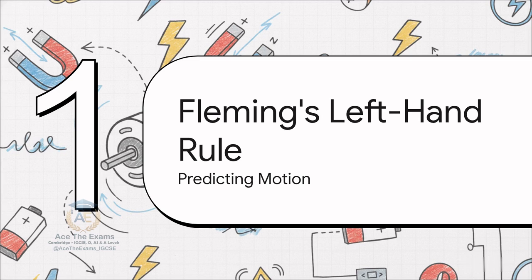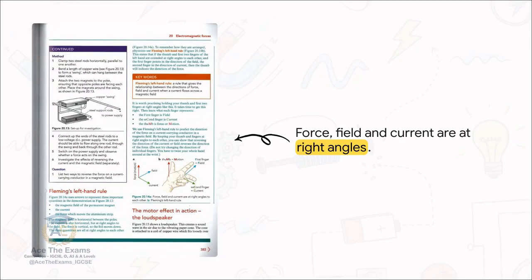This is where we run into Challenge 2, finding the flaw. Look at this diagram. For the right-hand grip rule earlier, we used our right hand. But so many students, just like our rushing Sam, try to use their right hand for this motor effect calculation and lose every single mark.